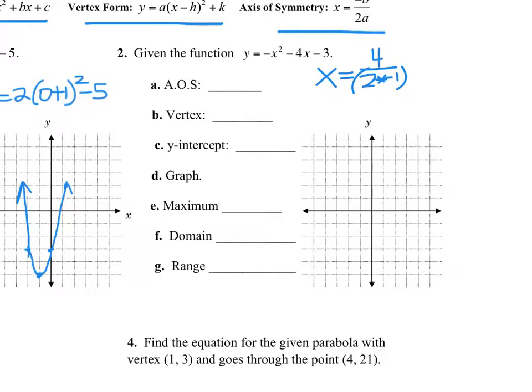What do you get? X equals -2? Is that what you got? Did I do that right? Yeah. 4 divided by -2 is -2.